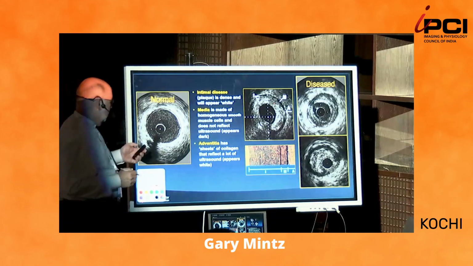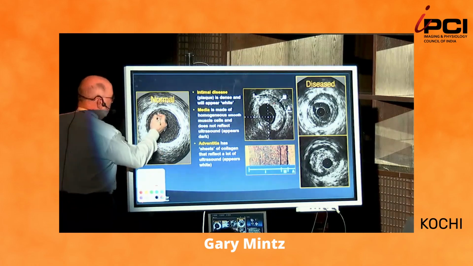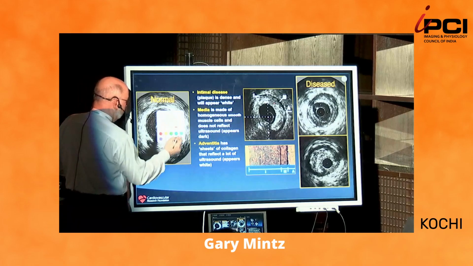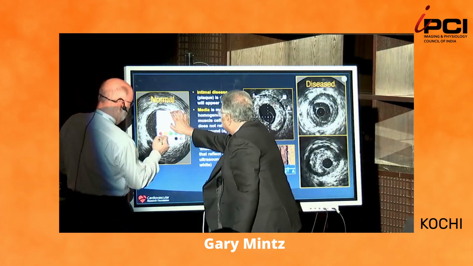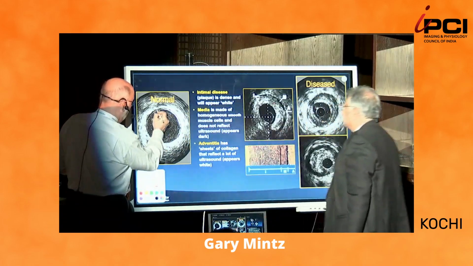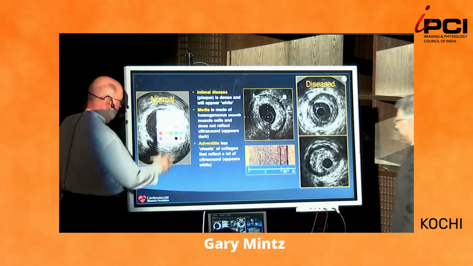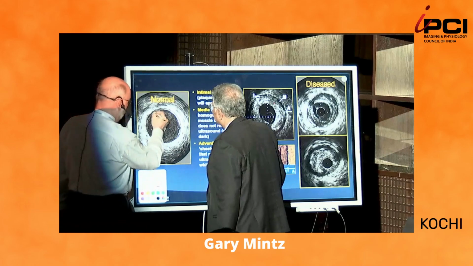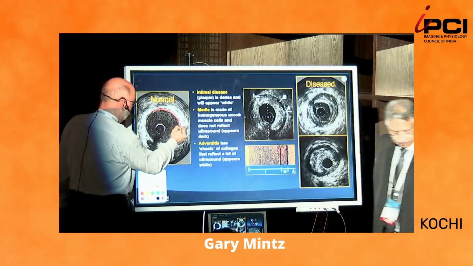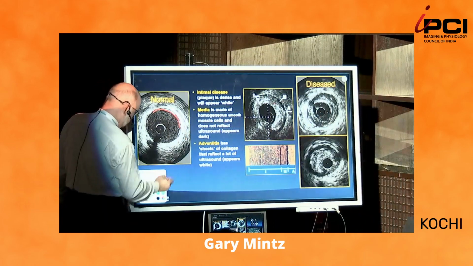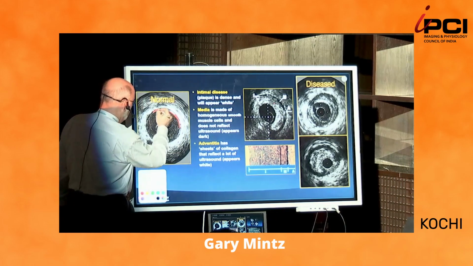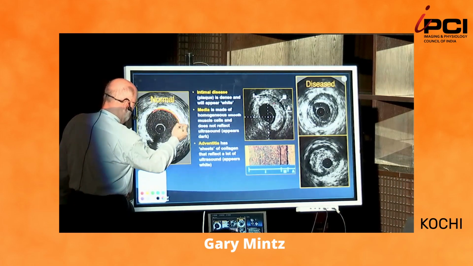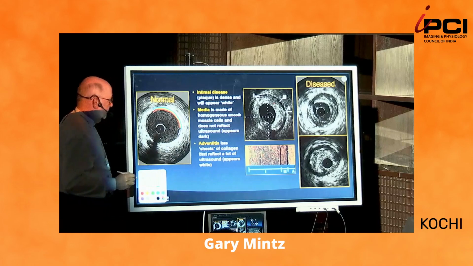Okay, so what is a normal image? A normal IVUS image is intima, media, and adventitia. Okay, it's 3 layers, nothing else.